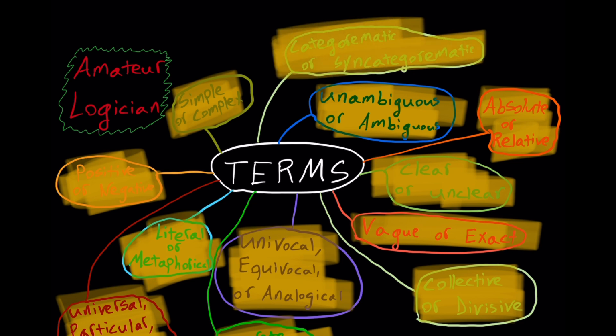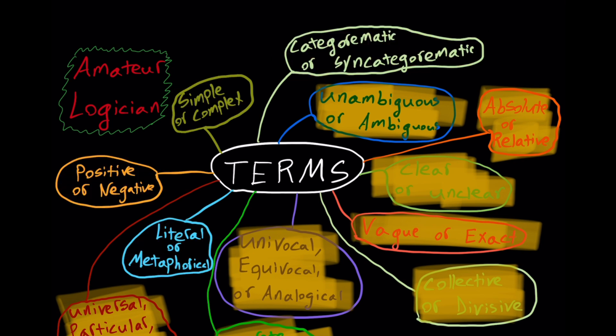And we're going to go through each of these in turn. These are not the same thing, by the way. For example, to be ambiguous is not the same thing as to be unclear. And we're going to cover all of that in a few seconds.